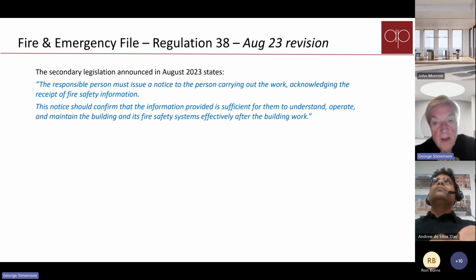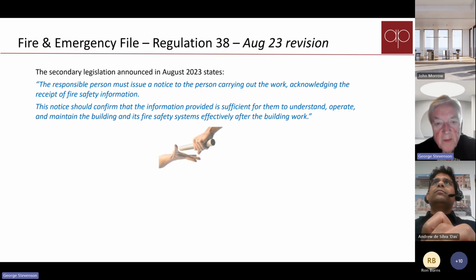I think that's a legal requirement now, and it's not hugely well defined. So we've been drilling into Regulation 38 and related references to try and come up with something that's definitive.